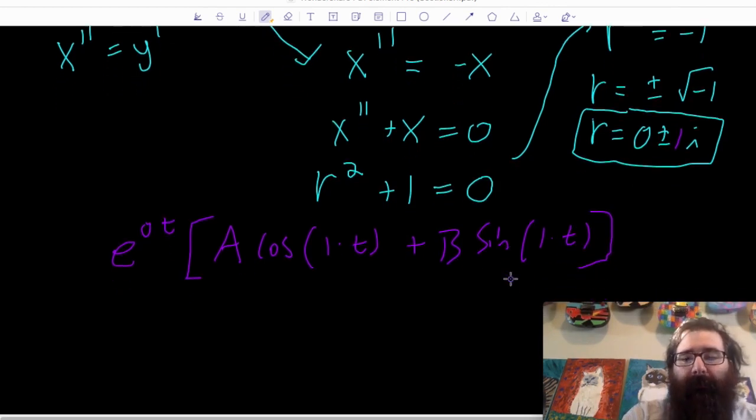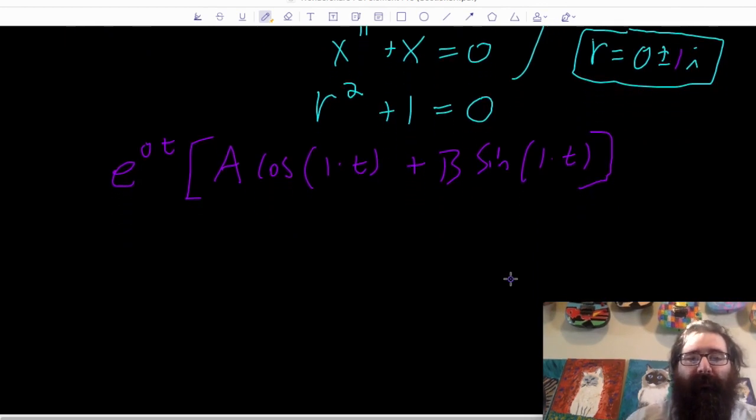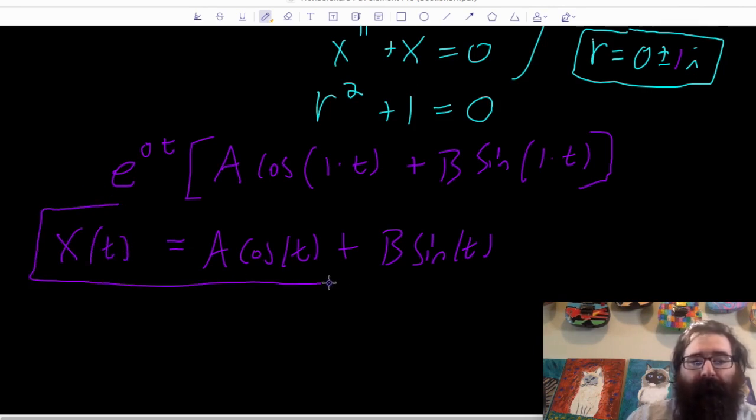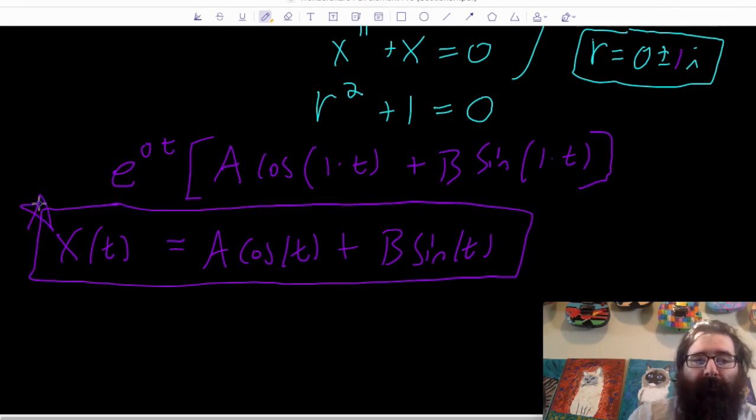But I can clean this up, right? So a lot of things I can clean up here. e to the 0t is e to the 0, which is just 1, so we'll get rid of it. And I can say that this is A cosine t plus B sine t. And this was what we got when we solved working with x, right? We had x double prime plus x equals 0. So this is x at t, x my function of t. So I get the first part to my solution.